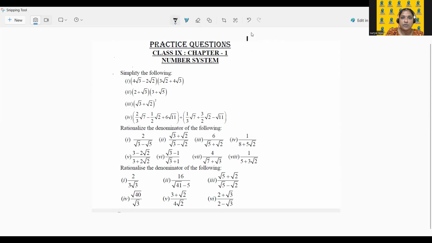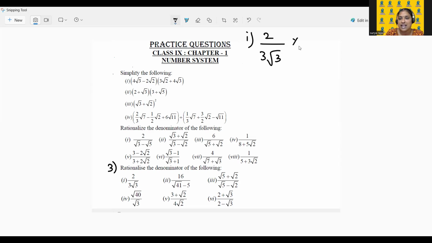Okay, let me take you to the first sum. This is third, rationalizing the denominator, but given as only an irrational denominator without operations. Okay, 2 by 3 root 3. In this case, what will you do at the next step? What is the irrational number given here? Root 3. Take that alone.